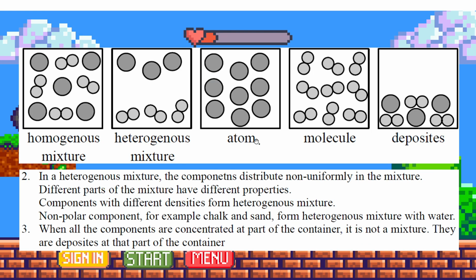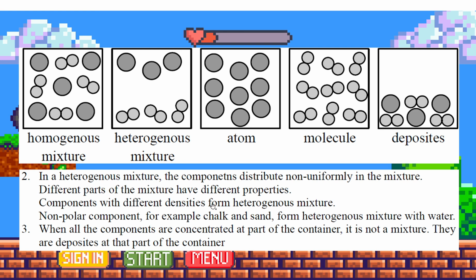First, what is a heterogeneous mixture? A heterogeneous mixture means that the components are distributed non-uniformly in the mixture. Put some sugar in the solution. If the sugar is saturated, it will settle down. Or mixing oil and water, they separate because they have different properties, different density. So the oil floats and the water sinks. Components with different density form a heterogeneous mixture.